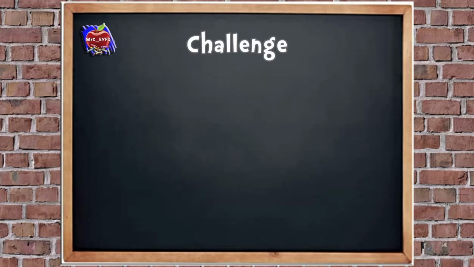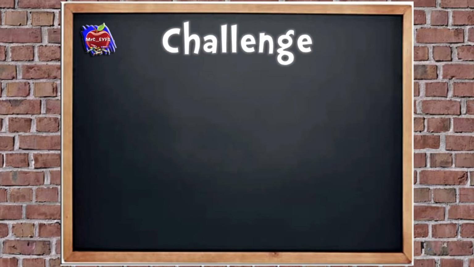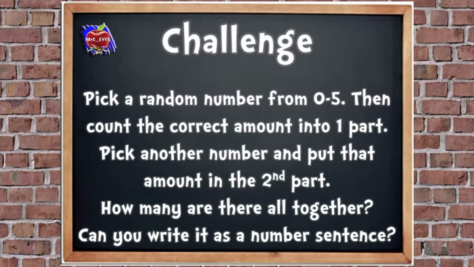Good job. Right, here's your challenge for this week. So, are you ready? Pick a random number from zero to five. Then count the correct amount into one part. So you need to do it in one of your parts on your frame. Then pick another number and put that amount in the second part. And then how many are there all together? But this is your challenge now. Can you write it as a number sentence?